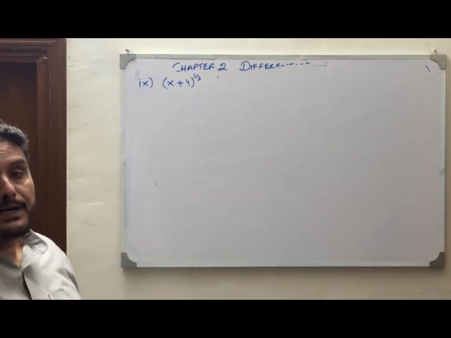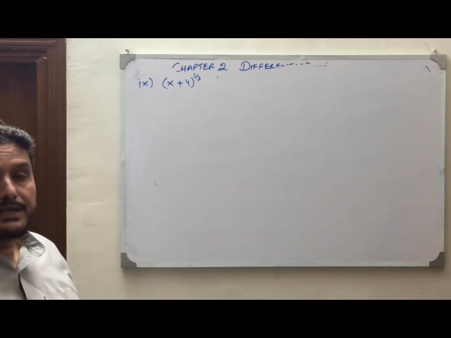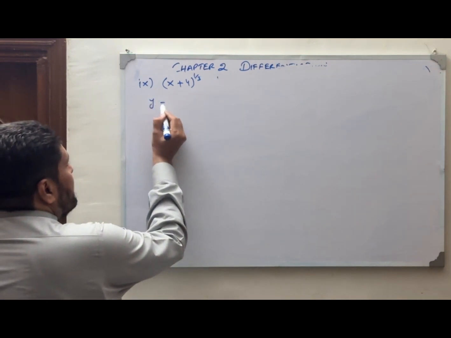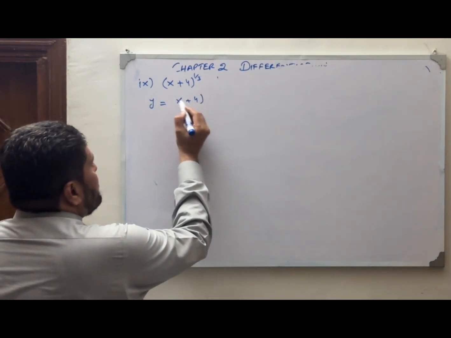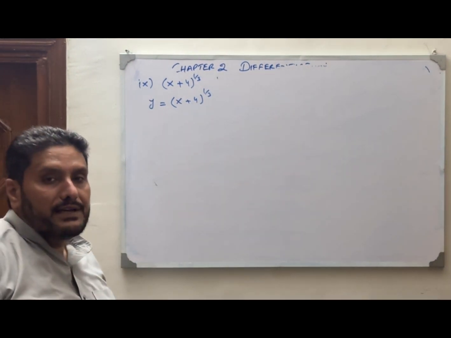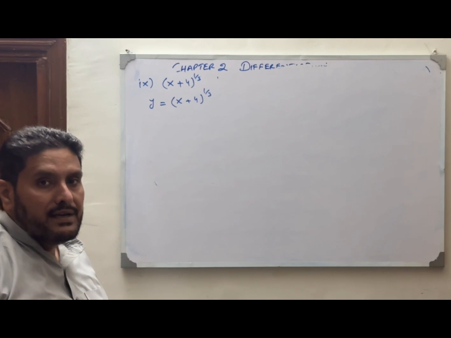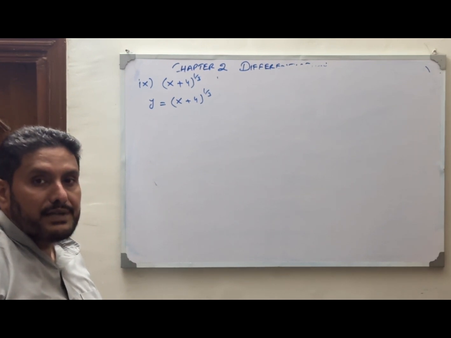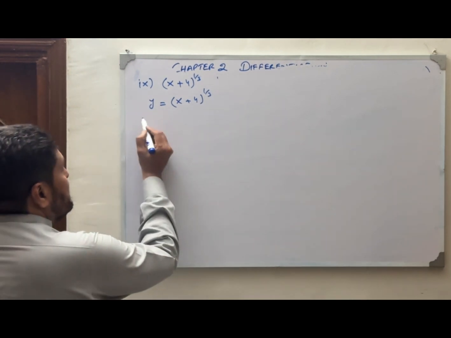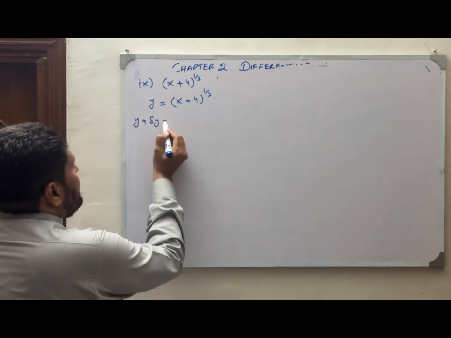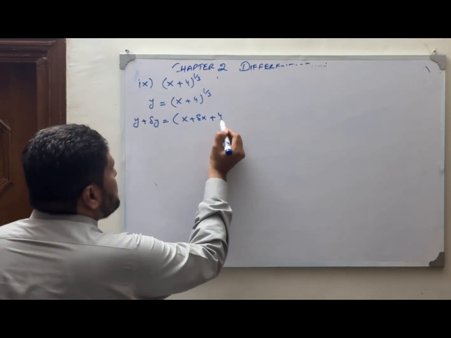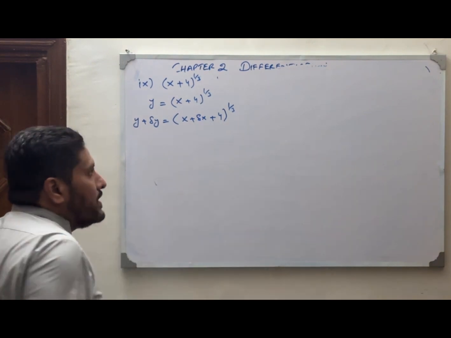So we have part 9, in which we are given the function y is equal to x plus 4 power 1 by 3. So by using the first step, we have to take y plus delta y on the left hand side. On the right hand side, simultaneously we have to take x plus delta x in place of x. So we can write it in this way: y plus delta y is equivalent to x plus delta x plus 4 whole power 1 by 3.